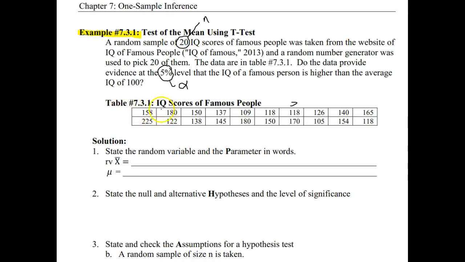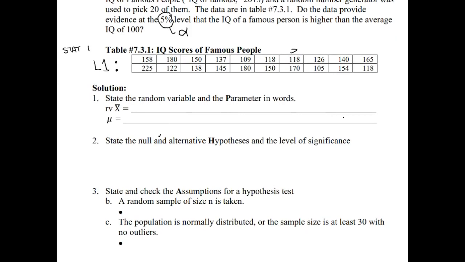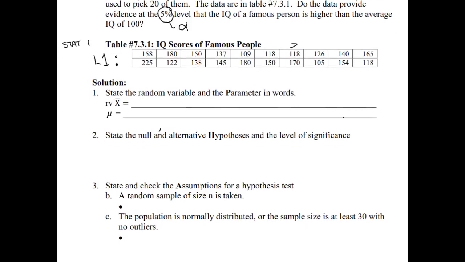So they give us a table here that has the IQ scores for the famous people that they collected them from. Those are our 20 randomly selected data points that we could put into L1. If we hit stat and 1 to get into that list screen, we put those 20 data points into L1. All right, so a hypothesis test. Again, we're going to use the acronym PHANTOMS to get all the parts in all the right places.